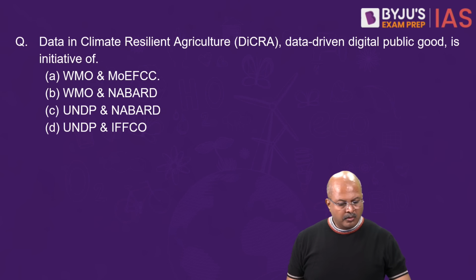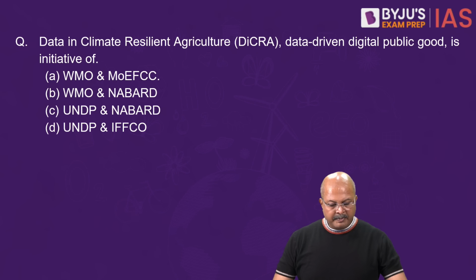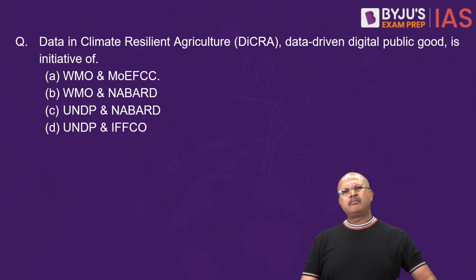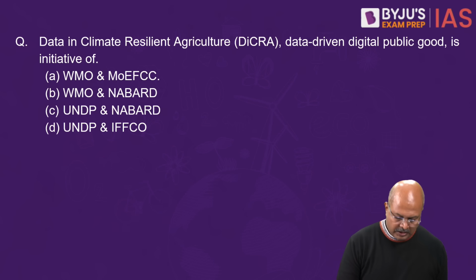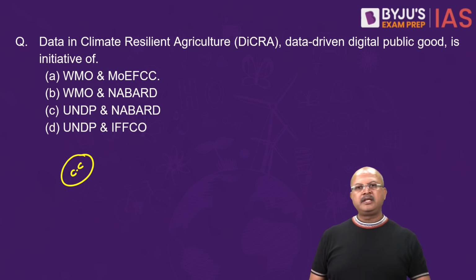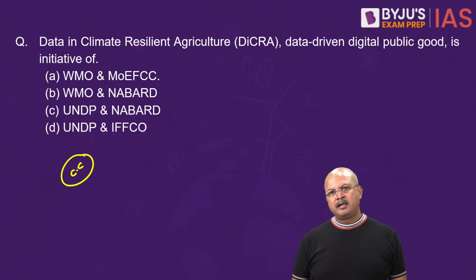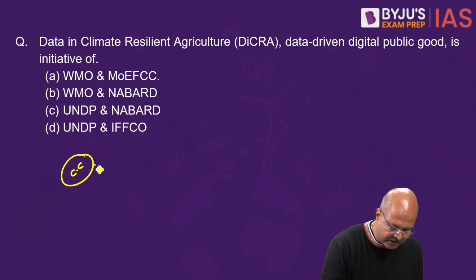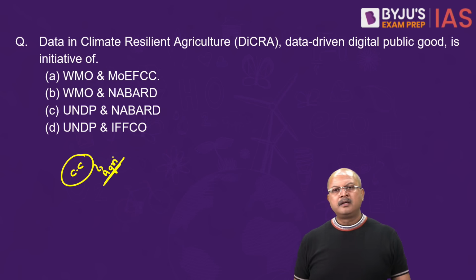Right. Now, data in climate resilient agriculture. The data driven digital public good is initiative of. Now, before moving down to this question, understand that the impact of climate change and global warming is seen in all the sectors, and it is more effectively seen in the agriculture sector.